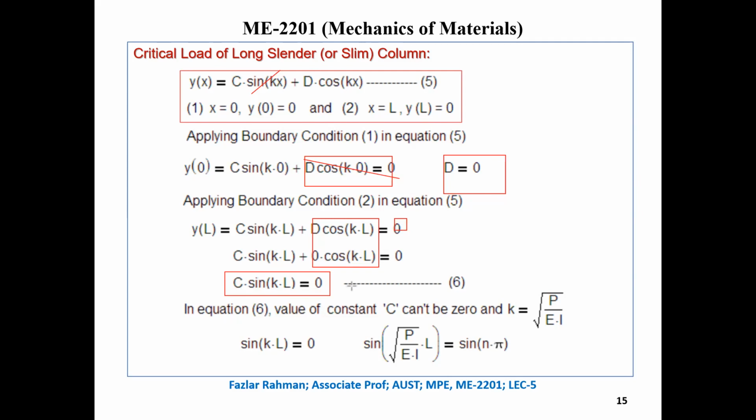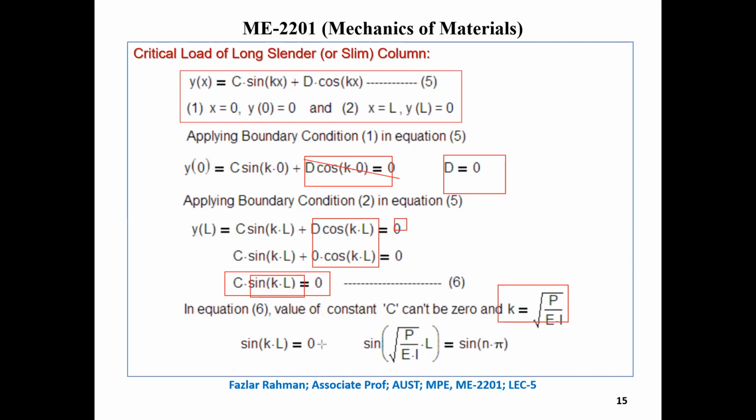Now, the value of C, can it be 0? Already we found D equal to 0. So if you find C equal to 0, then what will happen? This equation will be invalid. That means there is no deflection of the column under load. So the value of C cannot be 0. So which value will be 0 then? Obviously, this sin kL value will be 0. So we put sin kL equal to 0.